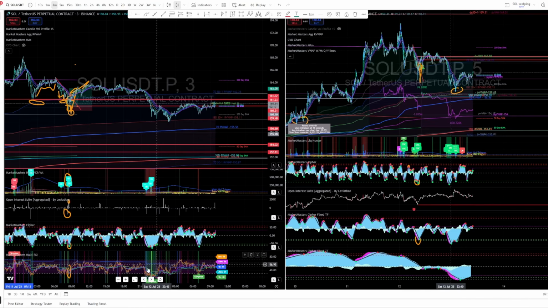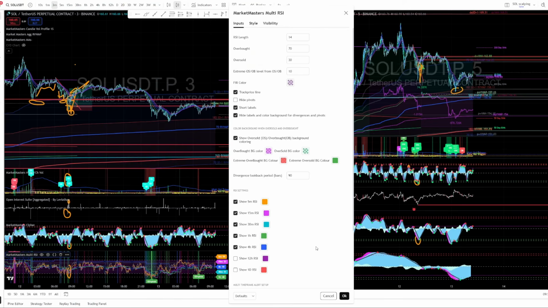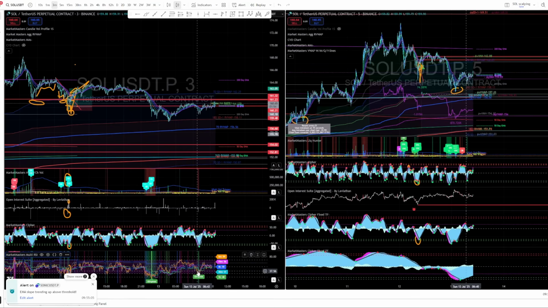I also like to keep an eye on this multi RSI as well. You can see it's a bit messy because there's a lot of different RSIs in there. So you've got 5, 15, 30. When they're all coming down and all in this oversold territory, it just gives you a bit of extra confidence that something might change there.